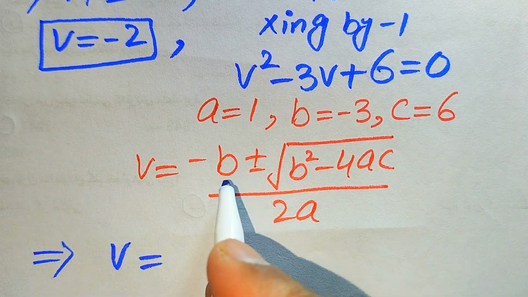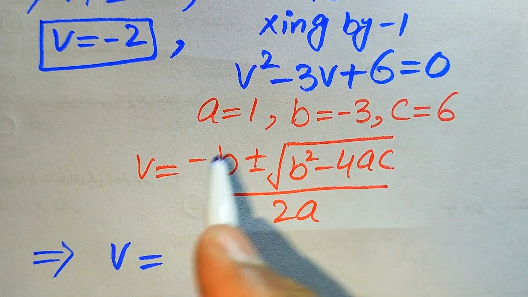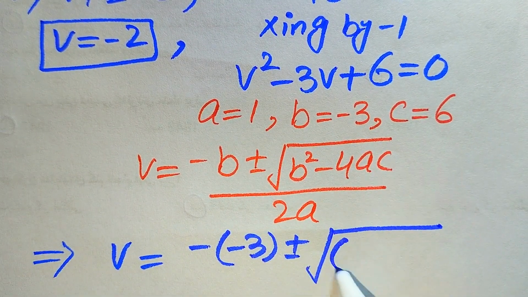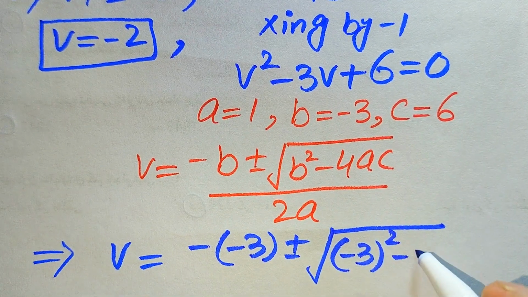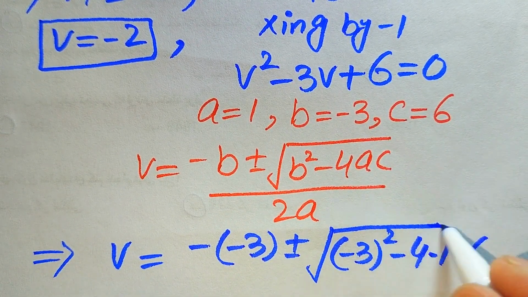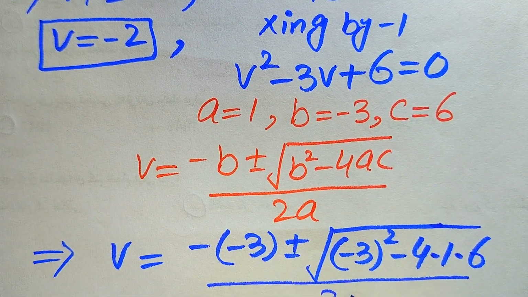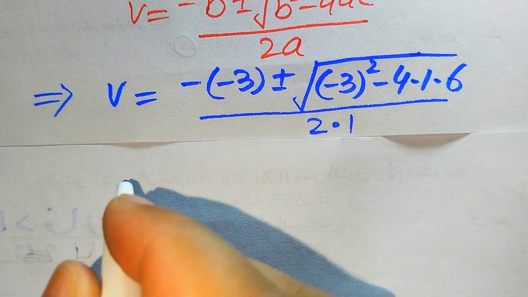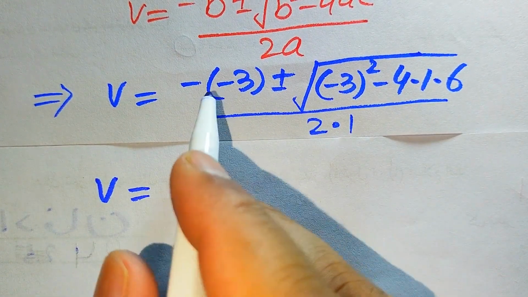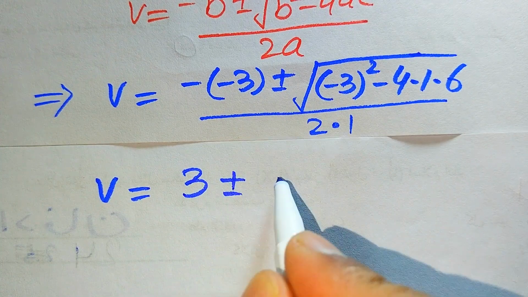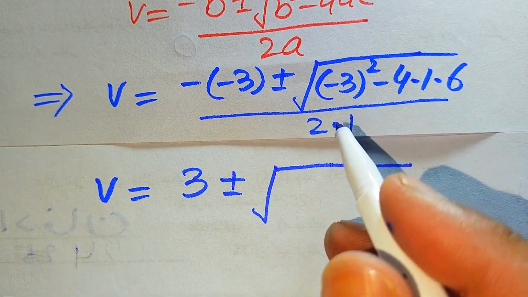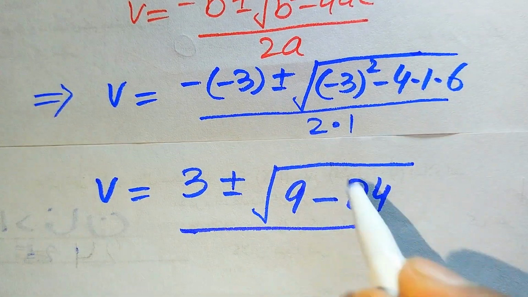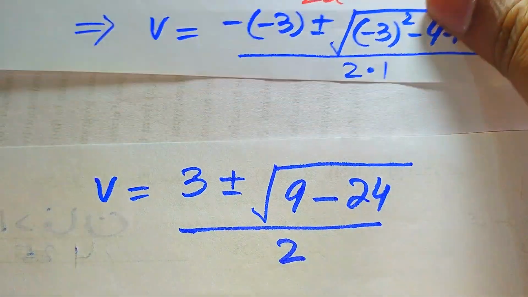v equals minus b. The value of b is minus 3. When we put it here, it will become minus times minus 3 plus minus square root of b square. b is minus 3 square, minus 4 times a, which is 1, and c is 6, and it is divided by 2 times a, and here our a is equal to 1. Further we need more simplification, and we obtain v equals, this is minus times minus becomes plus 3, and plus minus square root of minus 3 square, which becomes 9, and 4 times 6 becomes 24, and it is divided by 2 times 1, which is 2.